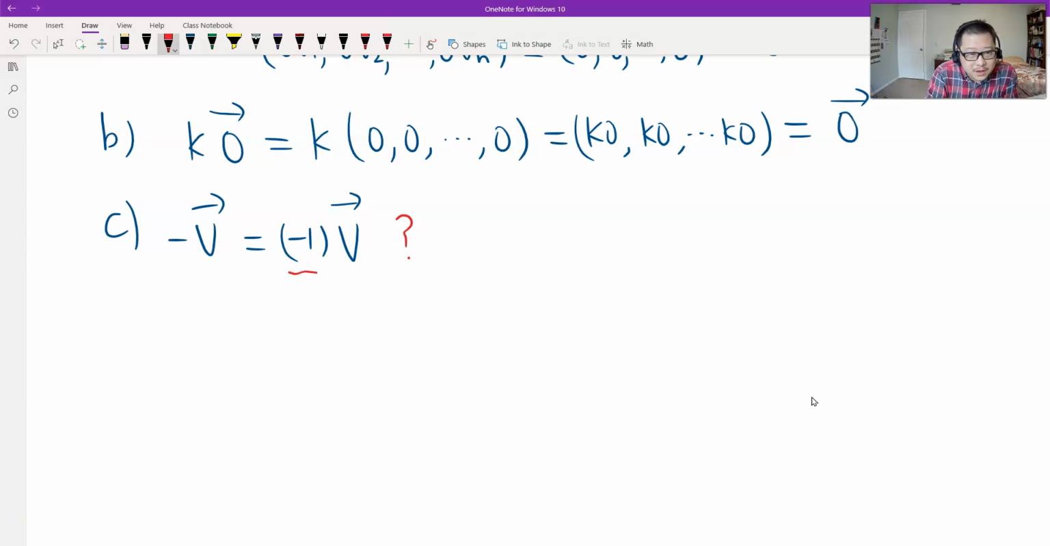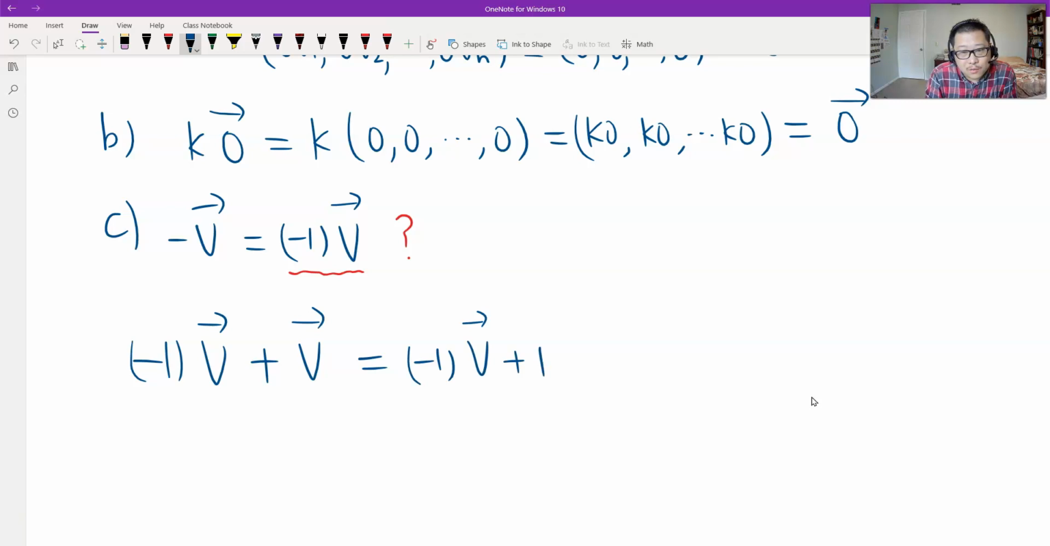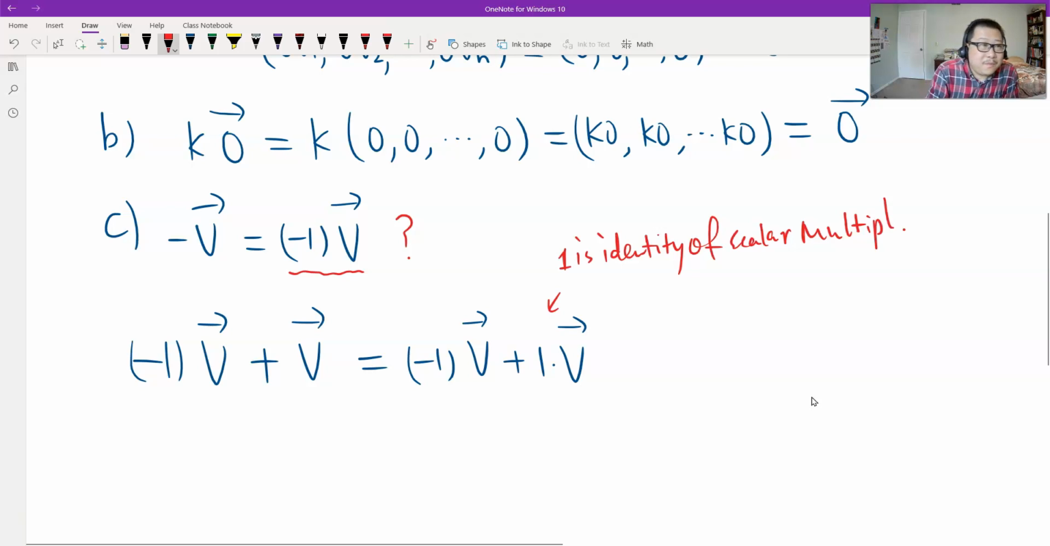We work on the definitions. Upon this vector plus the vector v, do you think -1 times v plus v equals 0 or not? If these put together equal the 0 vector, then -1 times v should be the inverse. So this is -1 times v, and this is 1 times v, because 1 is the identity of scalar multiplication. So that's true.